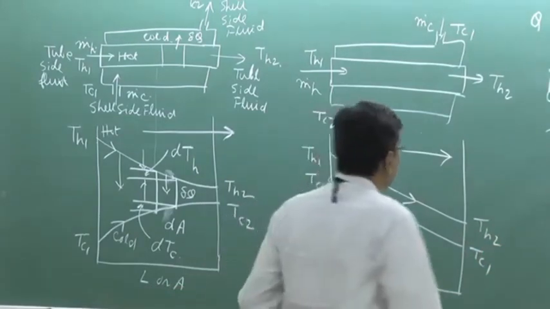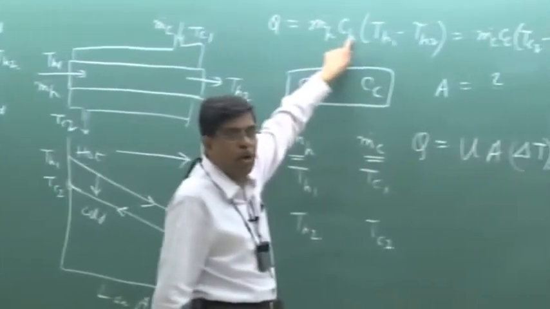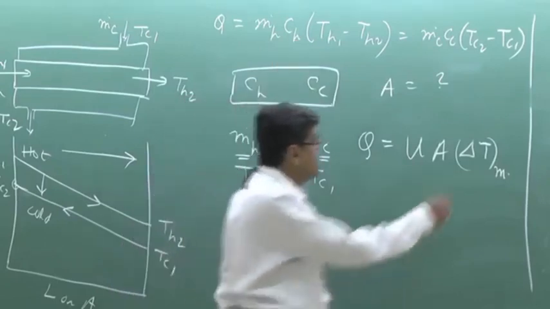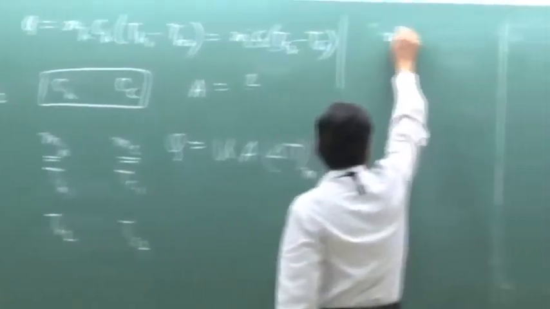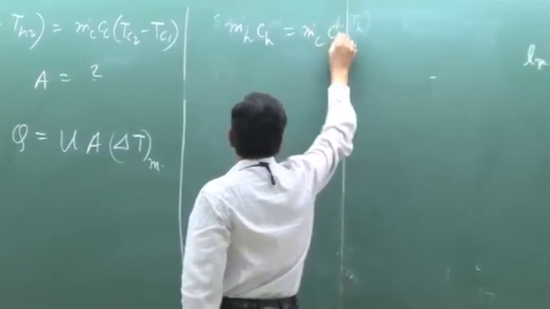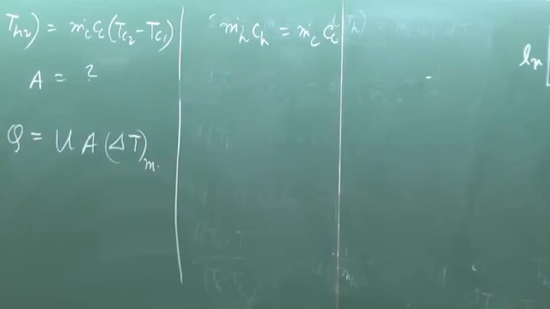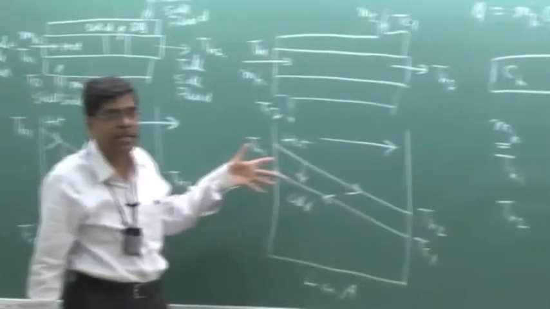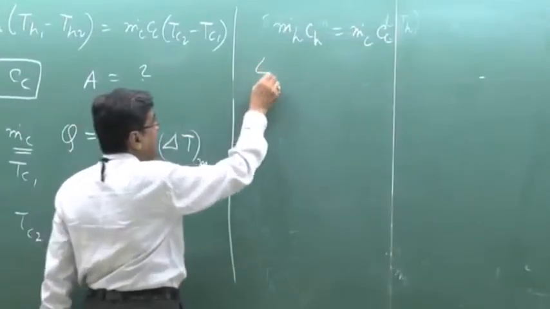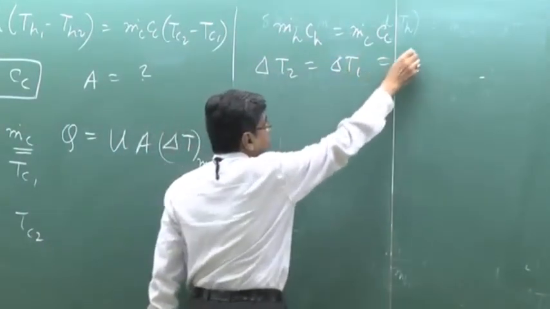Another thing is there, if the product of m dot and C for hot and cold fluid becomes the same, that means if m dot HCH is m dot CCC, there will be a situation for counterflow where the two curves will be parallel to each other, and ultimately delta T2 is equal to delta T1 is equal to delta T.